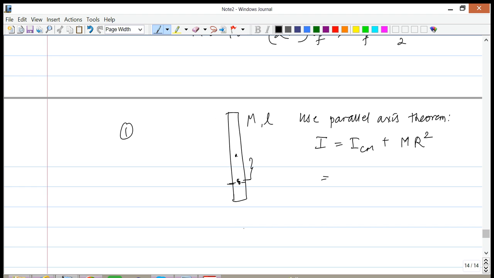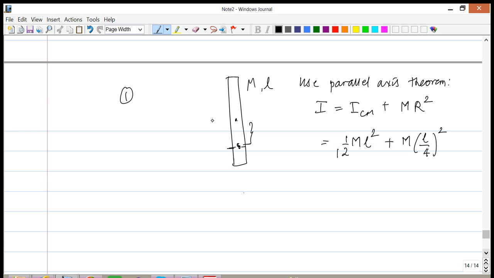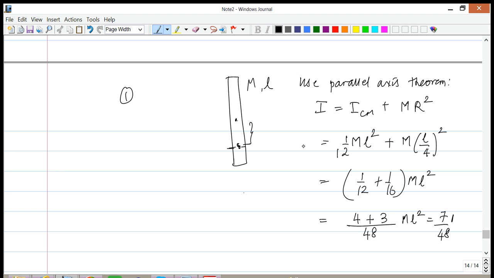Okay, so in this case, we know the moment of inertia about the center of mass for a rod, which is 1/12 m L squared. Okay, once again, if you do not remember this, calculate it. Plus, we know how far it is from the center of mass, so it is L over 4, the whole square. And we can add this all up. We get 1/12 plus 1/16 times m L squared. Okay, and this ends up becoming, the common denominator is 48, and I get 4 plus 3, m L squared, which is 7 over 48 m L squared.